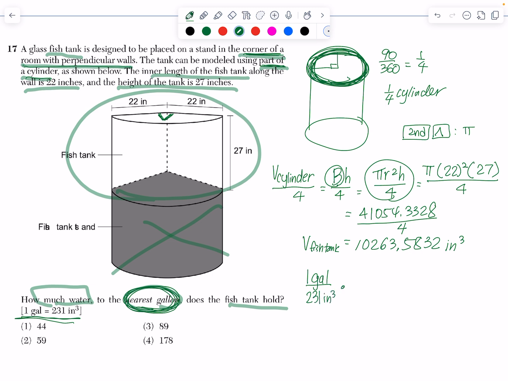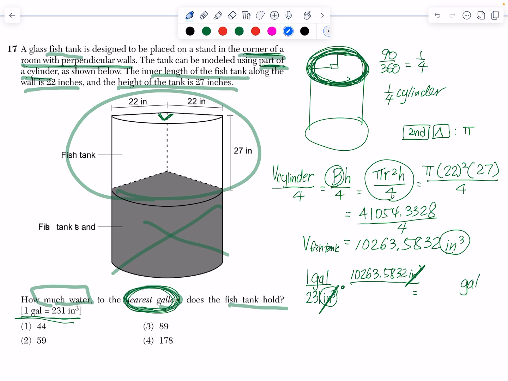Now, diagonally, we need to find a way to cancel this cubic inch. Well, where can we get cubic inch? Well, we just found the volume of the fish tank. So let's copy that information down. But remember, you're highlighting the whole thing from your calculator screen for that whole decimal thing. So if you look over here, cubic inches cancel. So that leaves you with the units that you want, which is just gallon.